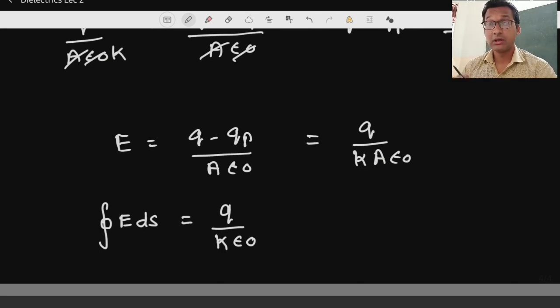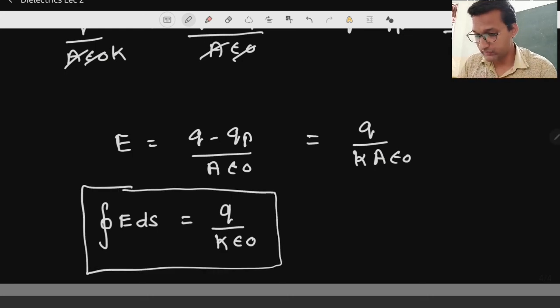What has changed? Initially the Gauss law was equal to the net charges. Now it is equal to the net free charges divided by not epsilon naught but K epsilon naught. So whenever we have a dielectric medium, to apply this Gauss law we take the ratio of Q divided by epsilon naught, but we also divide this by K, the dielectric constant, and we can easily calculate the electric flux or electric field.